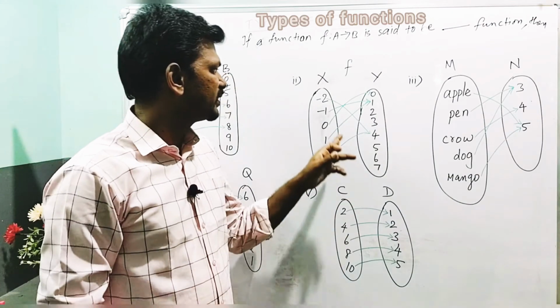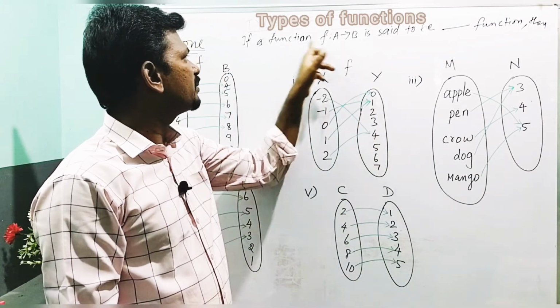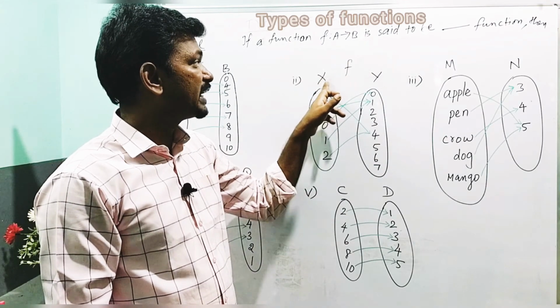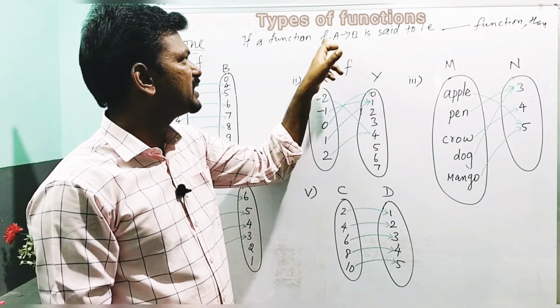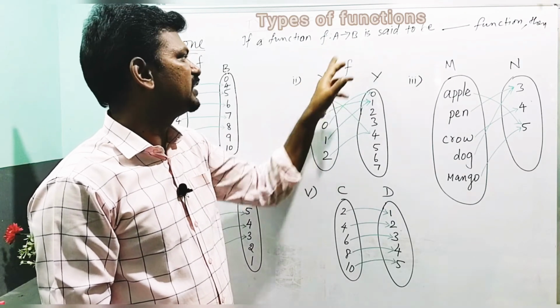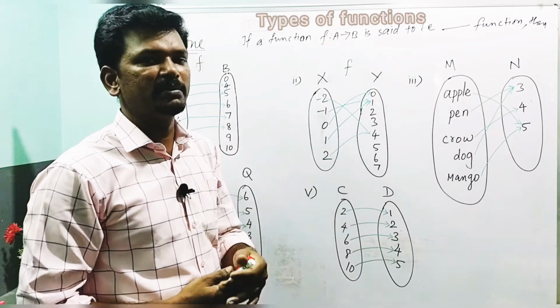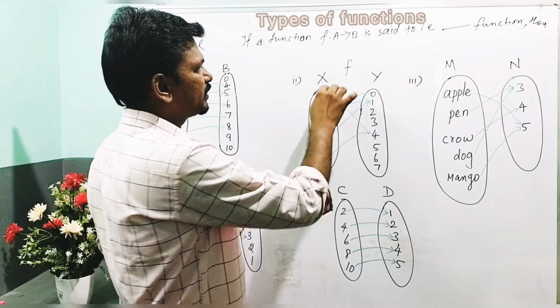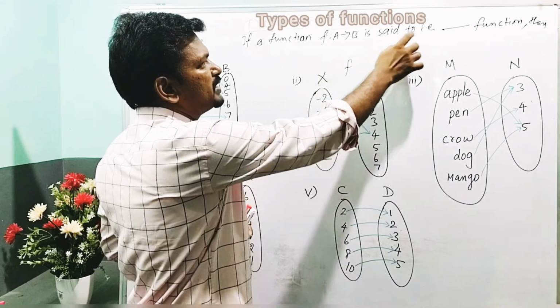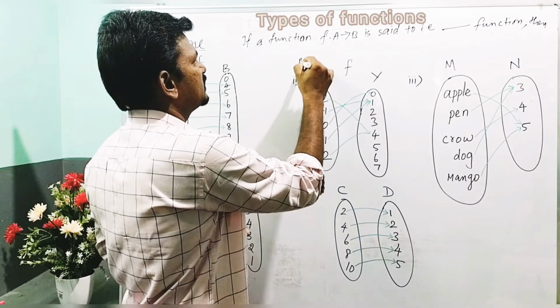But if f from A to B is... here I have taken X and Y, so if X and Y are given, you can take the name as f from X to Y. If you are writing A and B, no problem, you can take it as A and B. It doesn't matter; whatever name is taken here, use that. f from X to Y is said to be a many-one function. The second type is many-one.